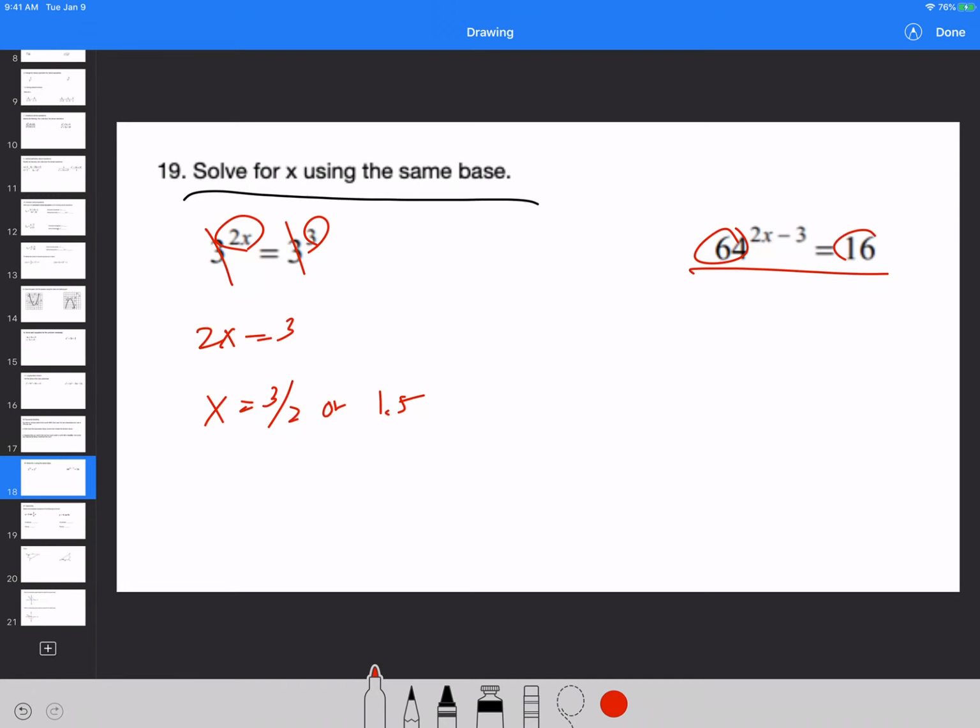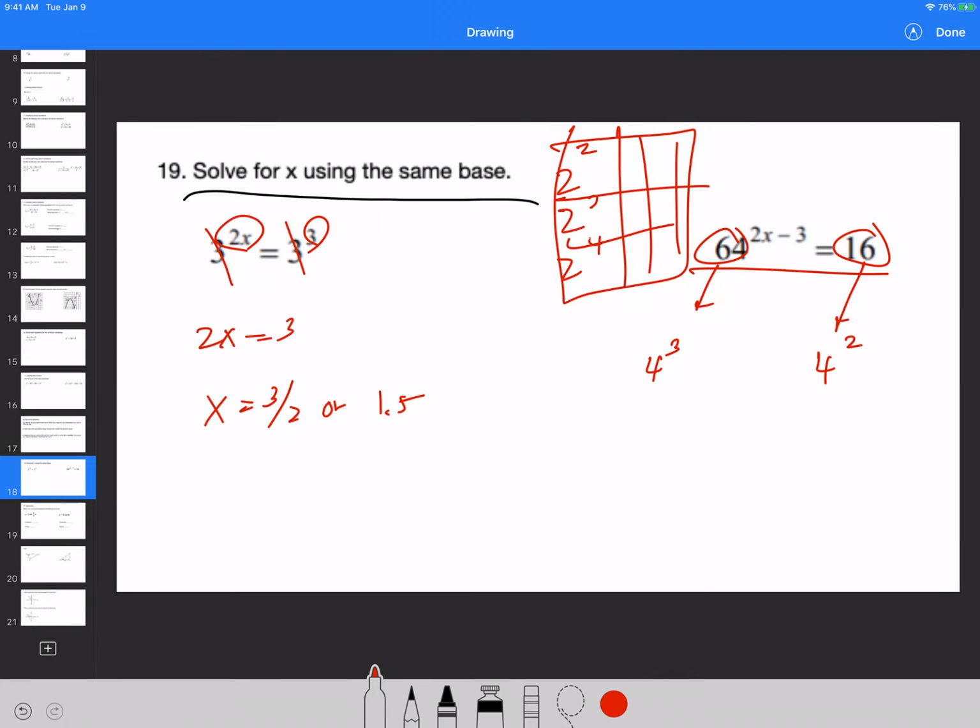Next, this one, the base is not the same, so you've got to make it the same. 64 is 4 to the third power. 16 is 4 squared. How did you just come up with that? I gave you a long time ago, I think in February and March, this perfect square chart where I asked you to do 2 squared, 2 cubed, 2 to the fourth, all in a table. I gave you a small slip of paper. I asked you to write down all those numbers because I wanted you to recognize how 64 and 16 are all perfect squares, perfect cubes, perfect quadruple powered.